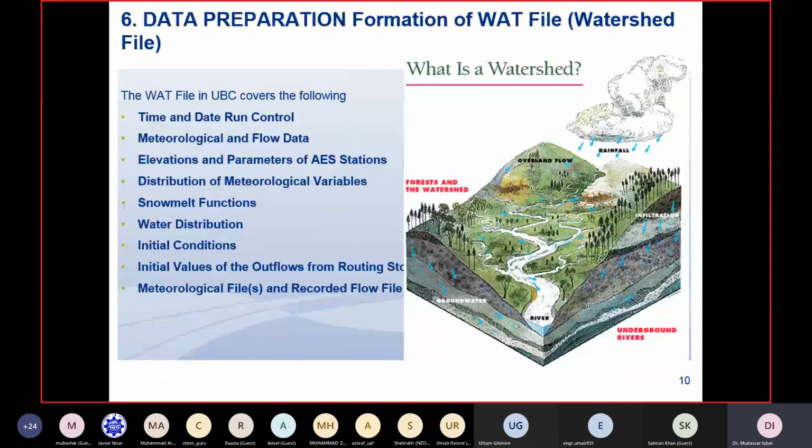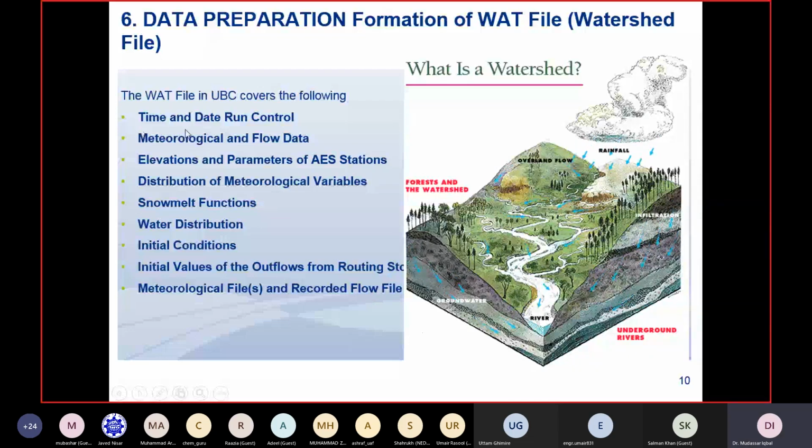The next is the watershed file, the WAD file. It's a very important file in the UBC model because it controls all the things in the UBC model. It has all the information related to the watershed. So there are 10 types of controls or steps we need to deal with in the WAD file.